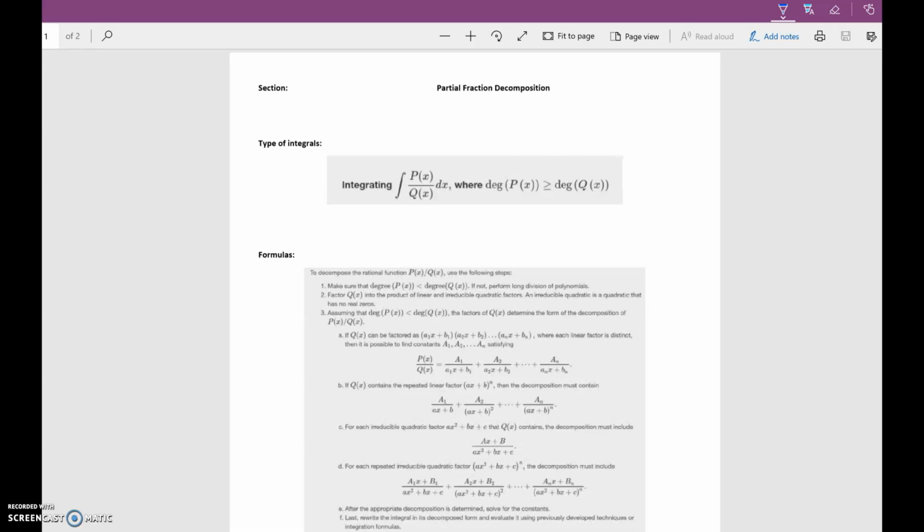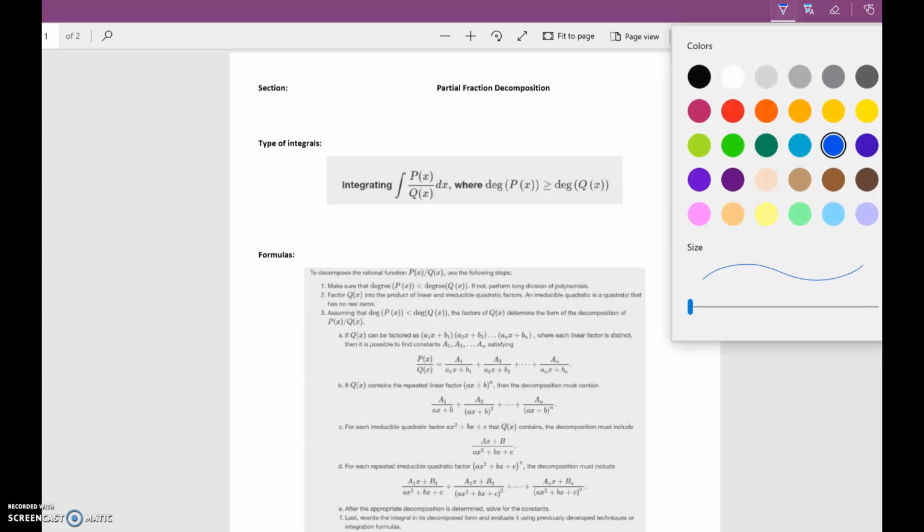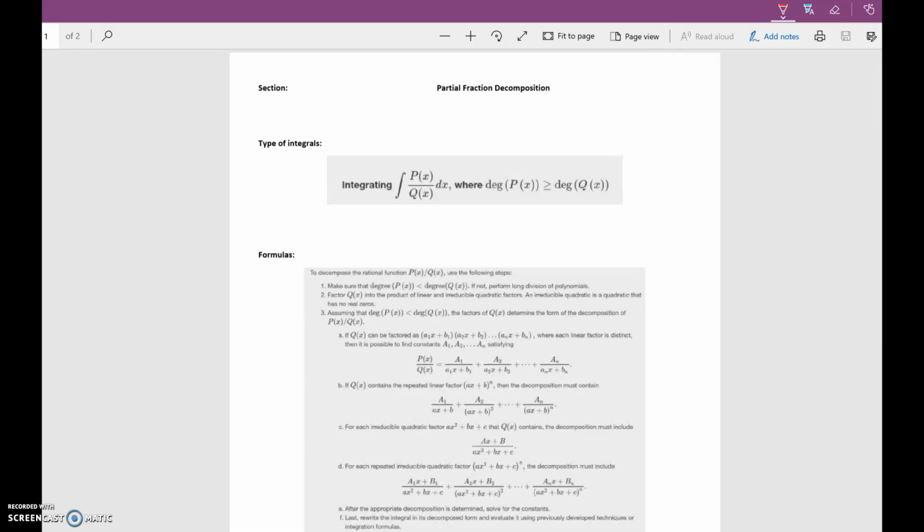Hi class, we need to take a look at what type of integrals are going to show up in the partial fraction decomposition section. Now, some of the actual integrals may be from the review. I'll add these at the end of the lecture or in between. And then the rest of them are going to be of this actual form. So you're technically looking at a ratio. So they're all going to be fractions.